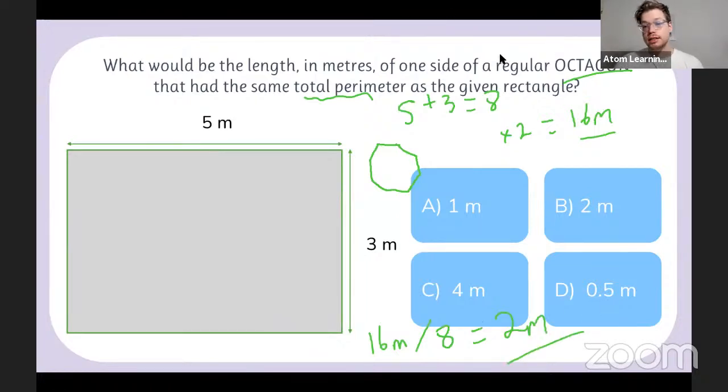I'm sorry that the green did not show up very well on the, what's it called? The blue question.